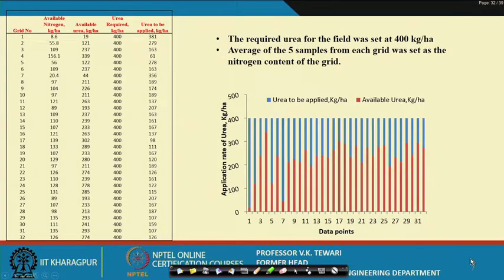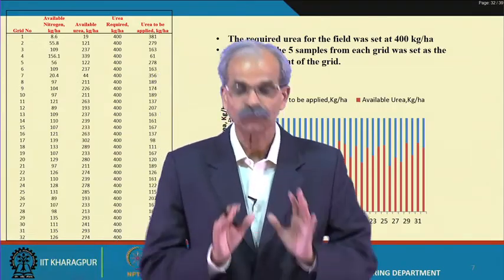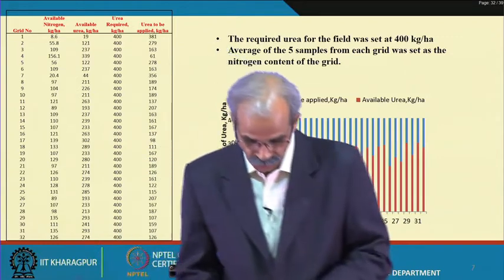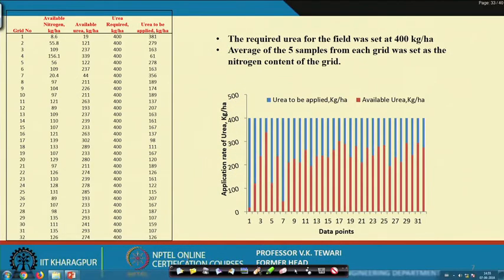Well, this talks of the information. Actually, what is the information with respect to the grids? As I said, we made 32 grids. So, you can see here that 32 grids, from grid 1 to 32, and at each grid we found out the amount of nitrogen which was available.